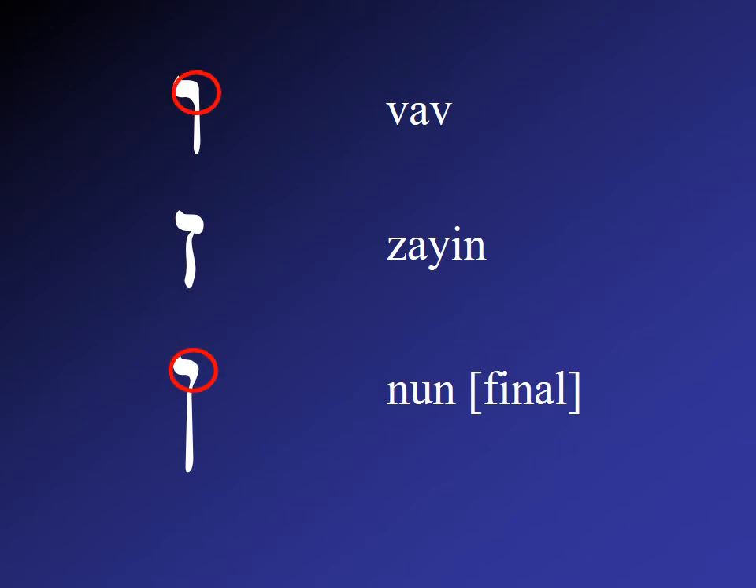You'll also notice that the final nun looks a lot like a vav at the top right corner. The difference, of course, is the long tail compared to the short downstroke of the vav. Vav, zayin, final nun.